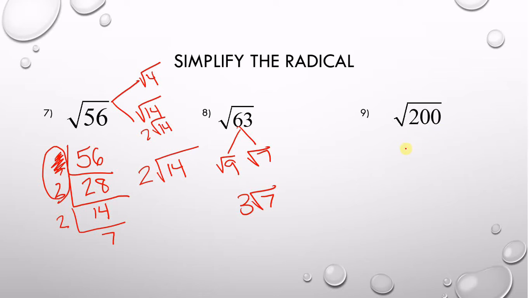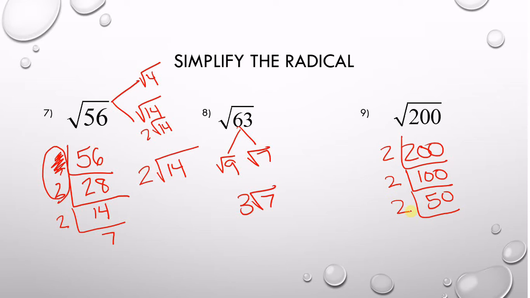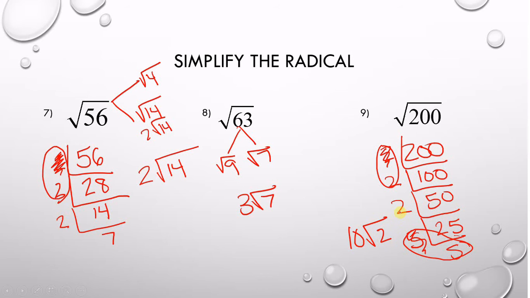200. This one's pretty tricky. You can take a 4 out right away, but then you're going to have to take out more later on. So let's look at this one using this method over here. I notice I can take a 2 out. I'll get 100. You know what? I'm going to keep doing 2s until I can't take a 2 any further. I'm going to get 25. And now I'm going to get a 5 and a 5, right? So here's my double 2s. I have double 5s right here. So we're going to multiply the ones we circled. So 2 times 5, that's 10 square roots of 2.